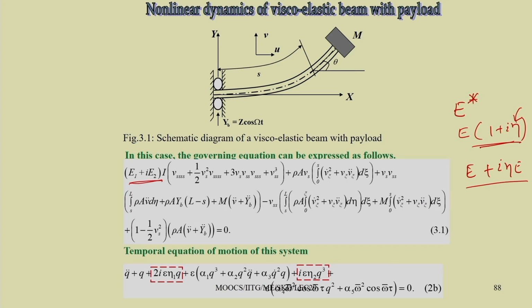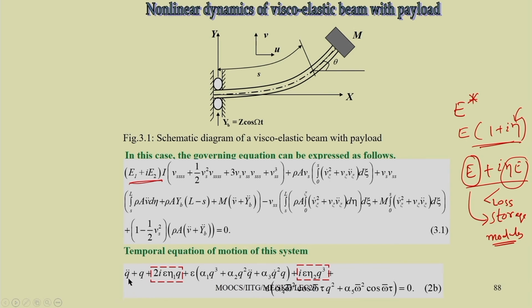This first part is the storage modulus, and this part is the loss modulus. So, this is the loss modulus and the other one is the storage modulus of the system. By putting this complex number E1 plus i E2, you can see the equation is changed.